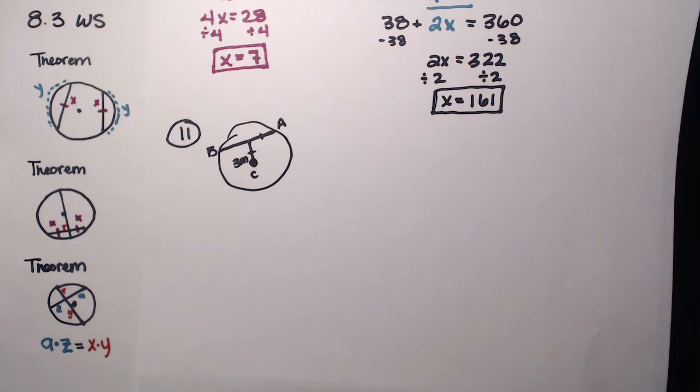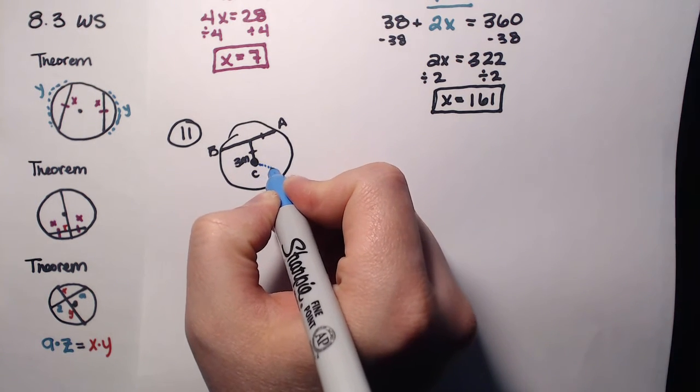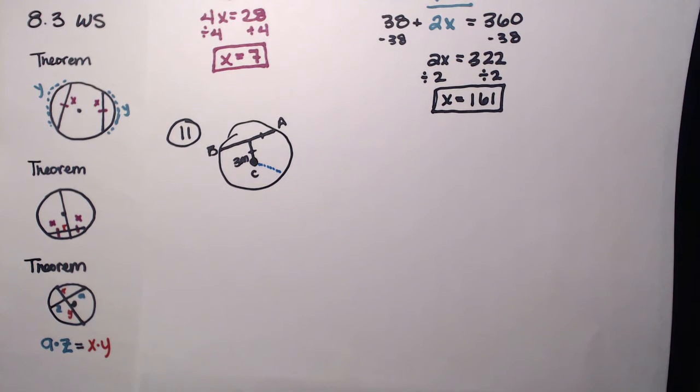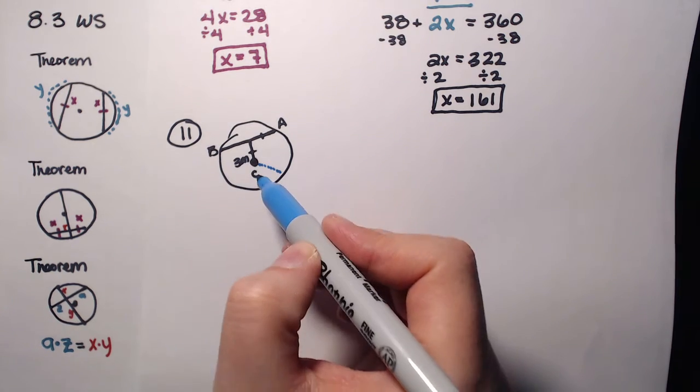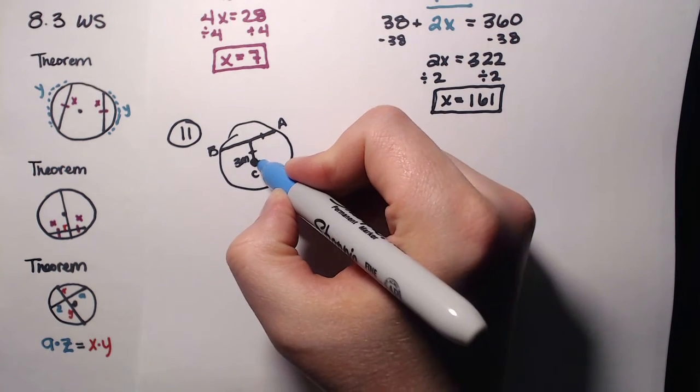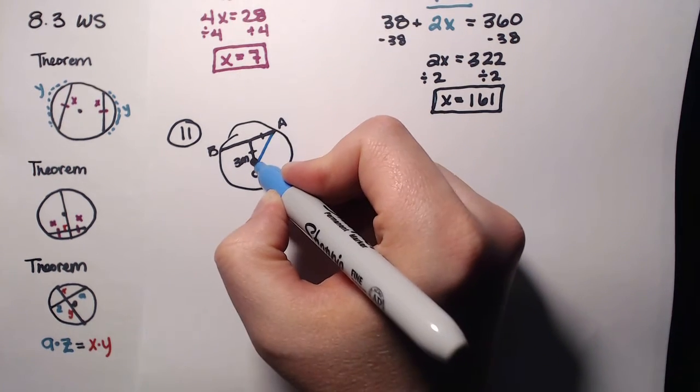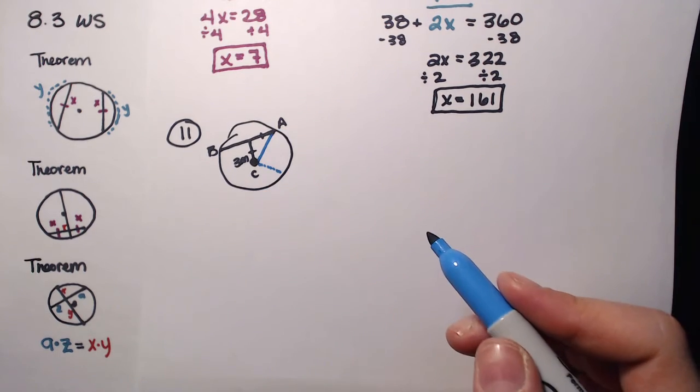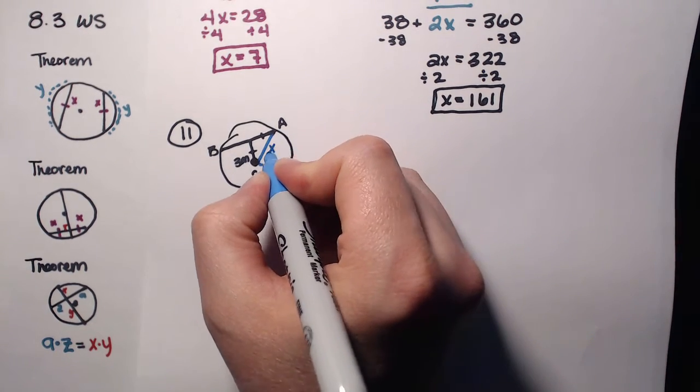On this problem, it wants me to find the radius of the circle. Well, that's going to be this piece. Again, this is not to scale. If it's this piece, I can also say it's this piece, because from the center of the circle to the edge is going to be the radius. So that's what I'm finding.